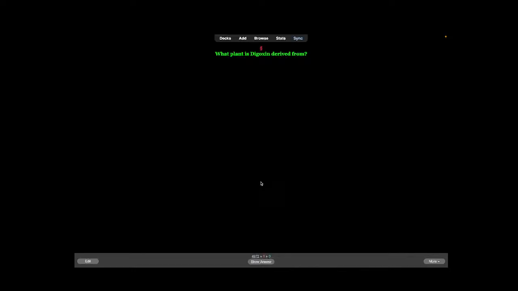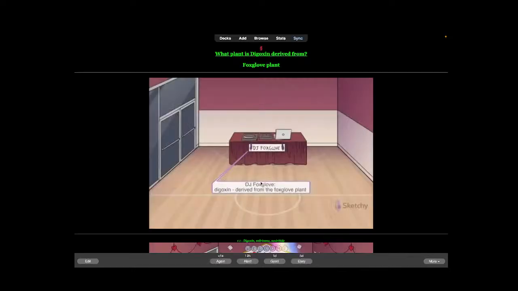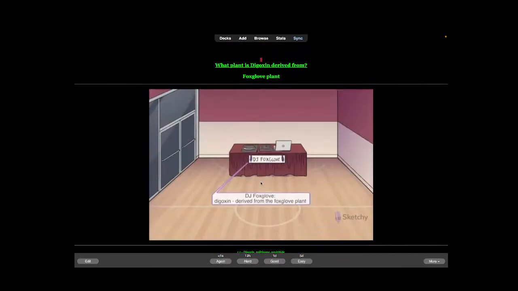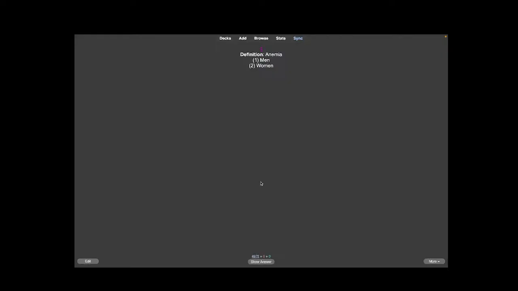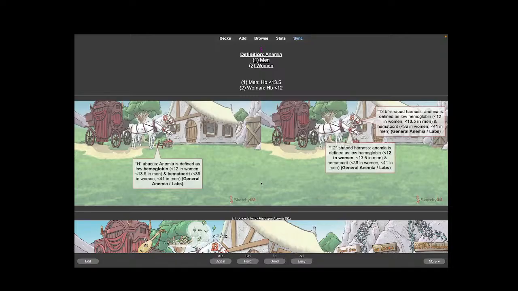Which plant is a toxin derived from digitalis? No one cares which plant. Heart rate and bradycardia: so you have less than 60. Yeah, we kind of know that. And hemoglobin in men and women. Women is, I think, 11. Men is 12. Never mind. Women is 12, men 13.5. Oh, that is a different one. 13.5.